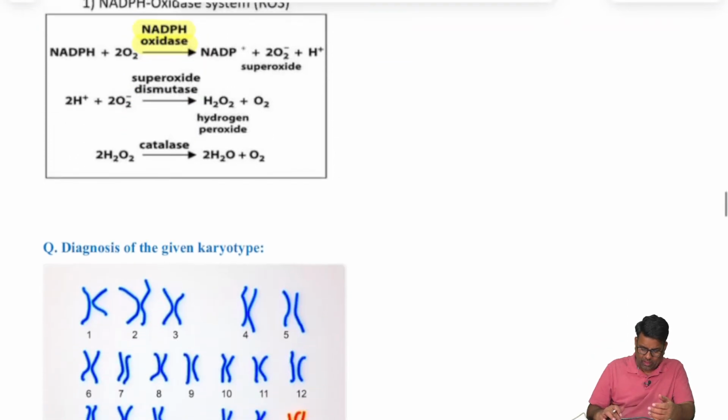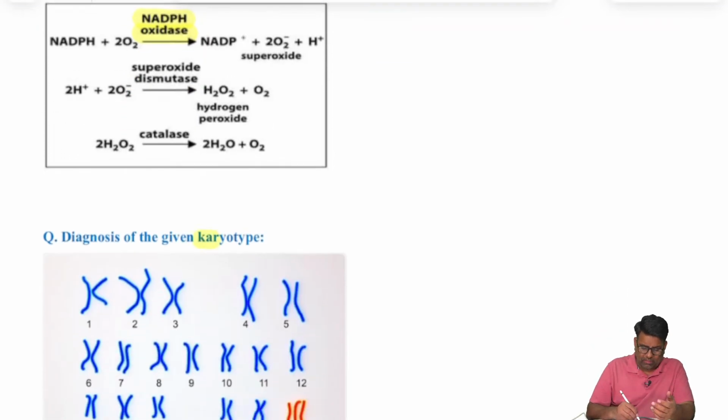Now then there was a karyotype, and it was up to the student to identify what the diagnosis is based on that. Now if you look at the karyotype, you can see that all of the chromosomes are having two copies, but in 18 there is trisomy, right? So in 18 you can clearly see the trisomy.